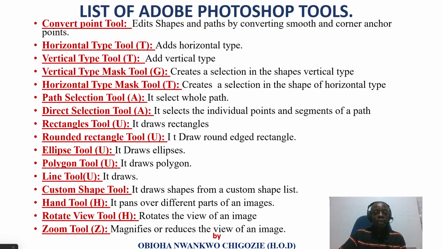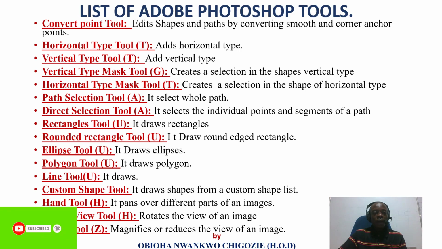We are now entering the text tools. Normally we have horizontal, vertical, and then the mask tools. That's the vertical type mask tool, and we have the horizontal type mask tool. Okay, we are getting closer to almost all the tools that I use in Photoshop every day.